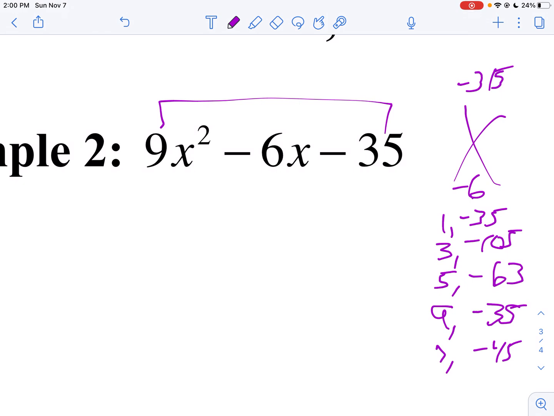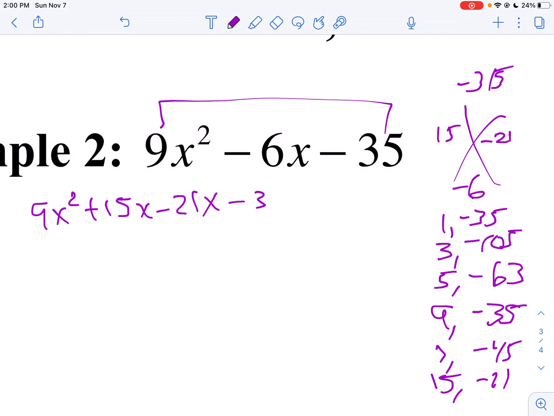How about 15? So let's take 315 divided by 15, and I get negative 21. Look at that. Those two are 6 apart, aren't they? So I'm going to use 15 and negative 21 to factor. So I'm going to say 9x squared plus 15x minus 21x minus 35.